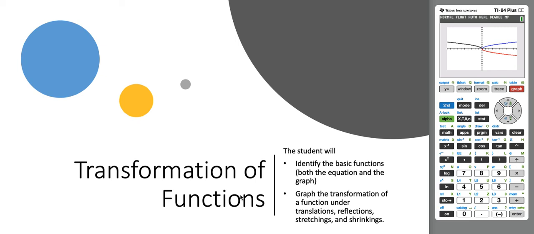Hi everybody, here's part 2. So in the first screencast, we went over the basic functions and we did translations and reflections. Today what we're going to do is stretchings and shrinkings. So that's what's up for this screencast.